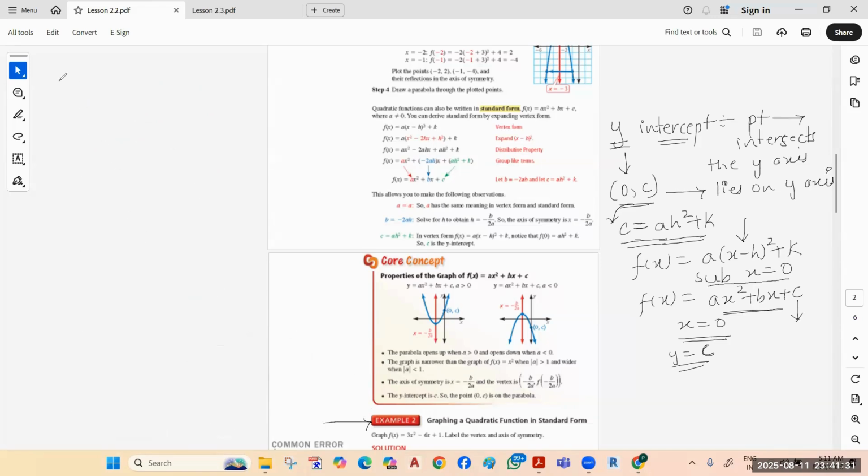Graph f of x equals 3x squared minus 6x plus 1. Label the vertex and axis of symmetry. Okay, f of x is equal to 3x squared minus 6x plus 1, and you have to show the vertex and the axis of symmetry. Now tell me, Pranav, how will you start with it? Your function is given in the standard form and you have to graph this. So what will be the first step? What is Pranav going to do here?